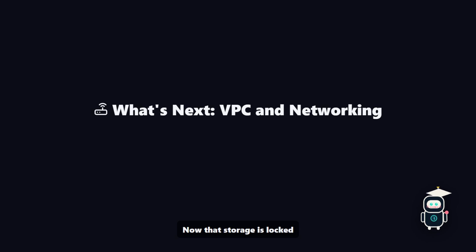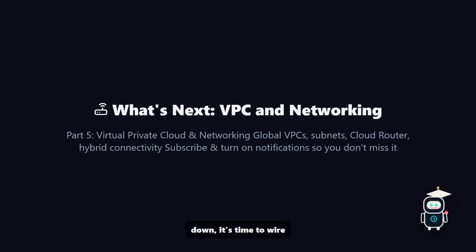Now that storage is locked down, it's time to wire everything together. The next video dives into VPC and networking, how GCP's global VPCs work, how to carve out subnets, how Cloud Router dynamically exchanges routes between your VPC and on-prem networks, and how to connect your on-prem data center without a mess.